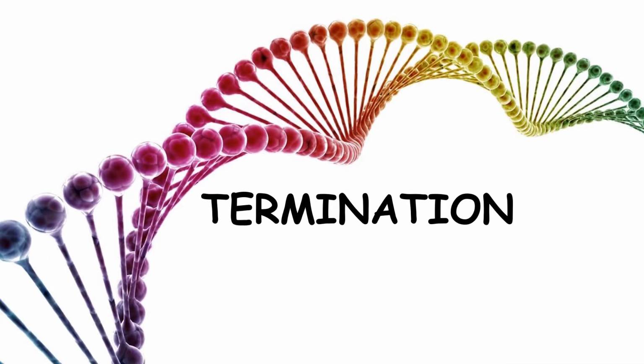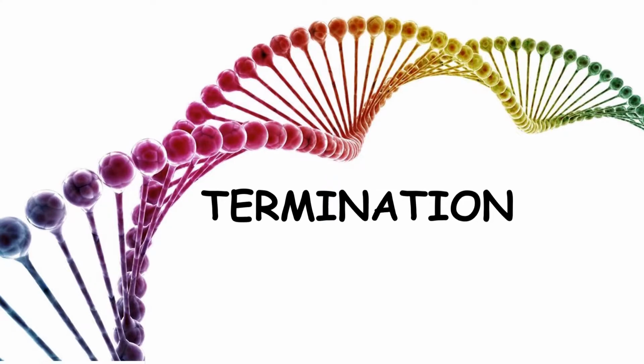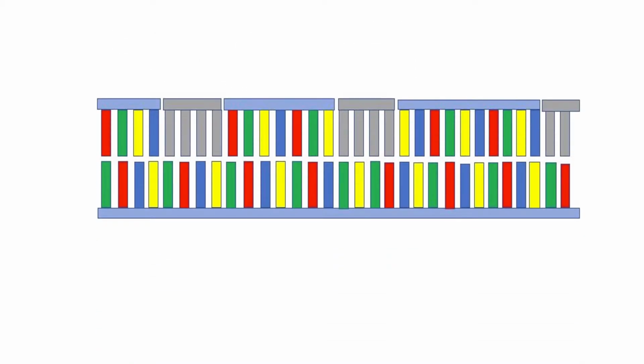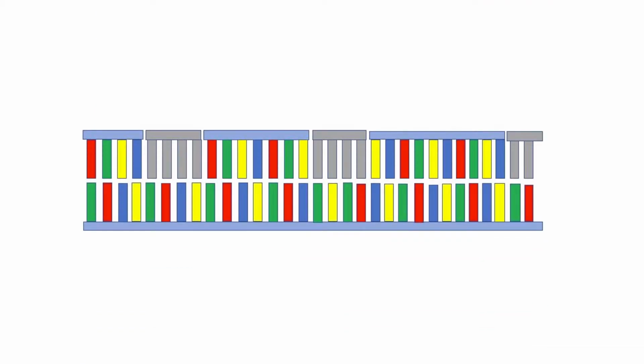Now we come to the final step in DNA replication called termination. The two main enzymes involved in termination are DNA polymerase and DNA ligase. After the DNA polymerase has done its job, the newly synthesized DNA looks something like this. It has short segments of DNA with interrupting sequences of RNA primer.